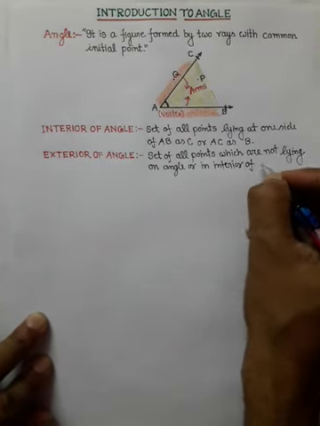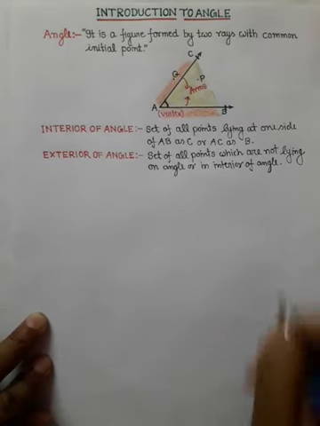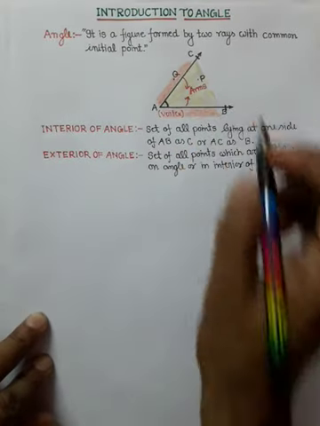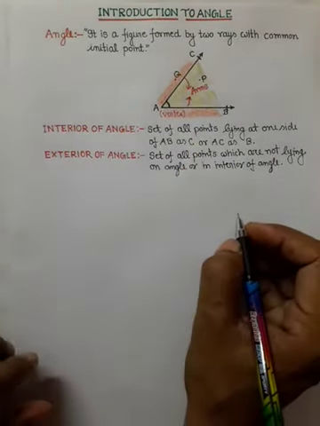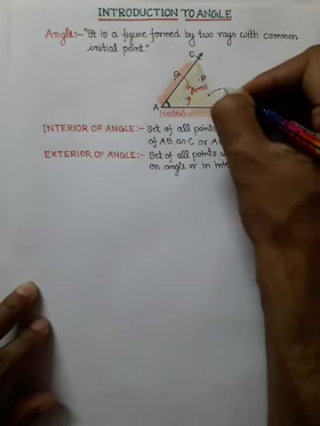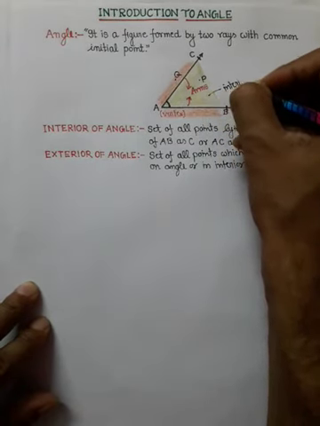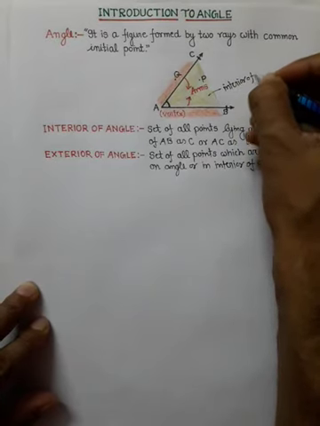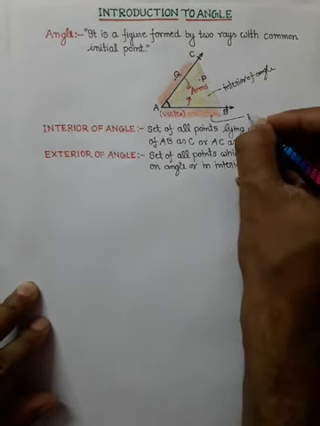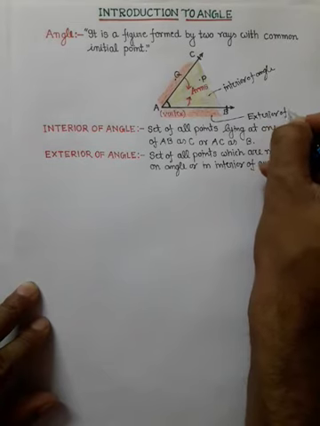All such points which lie neither on the angle nor in the interior of the angle are considered as the exterior of the angle. So here we can say that point P is in the interior of the angle, and this region is considered as the exterior of the angle.